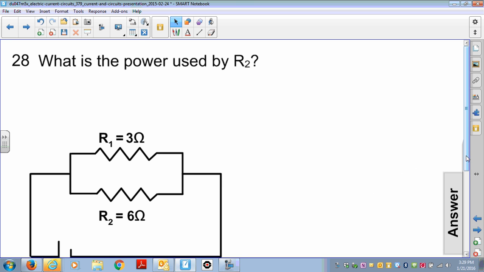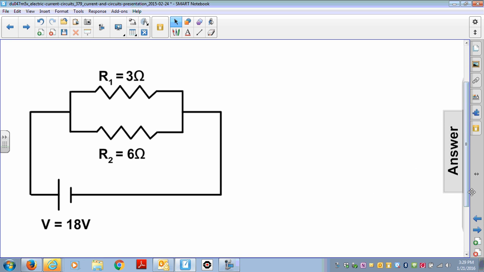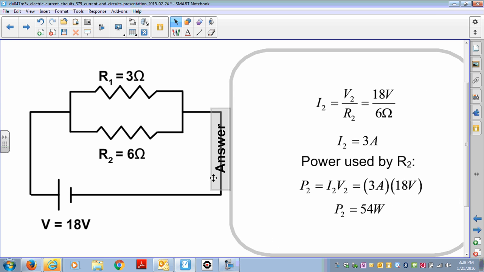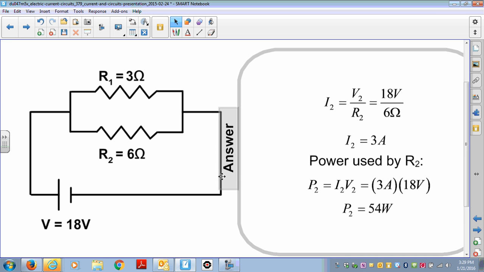What is the power used by R2? Go ahead and pause the video. Okay, so let's take a look. The current through R2 is 3 amps. We take 3 amps times the 18 volts, and that gives us 54 watts.